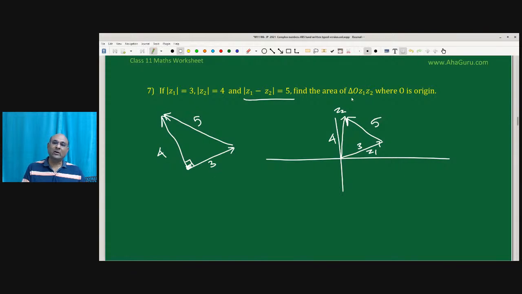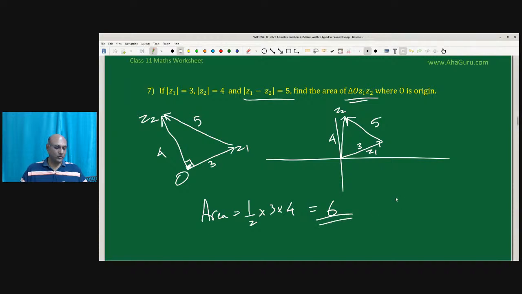So what is the area of this triangle O, Z1, Z2? Well, this is Z1, this is Z2. Half base into altitude. So area is half into 3 into 4, which is 6. Okay. So that is the area. I hope that is clear.